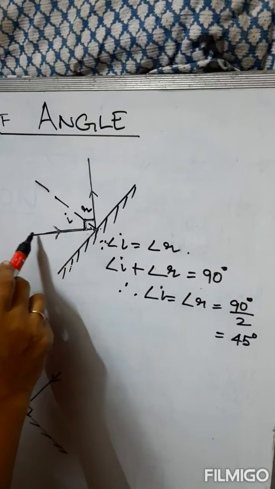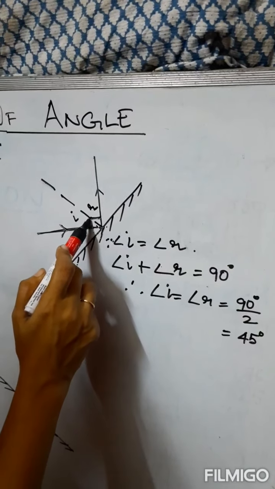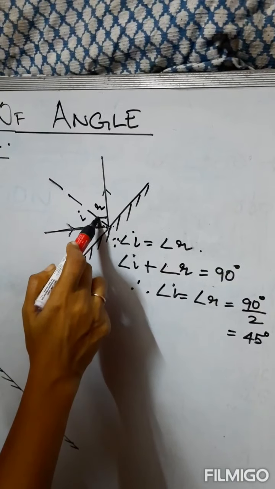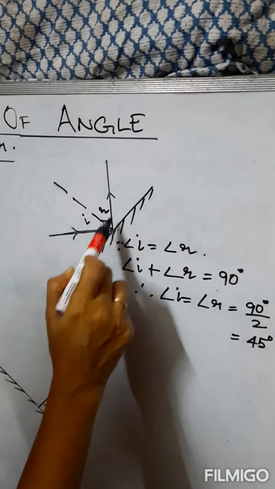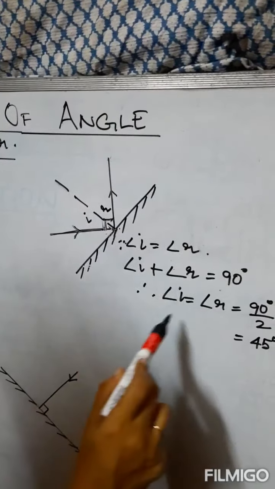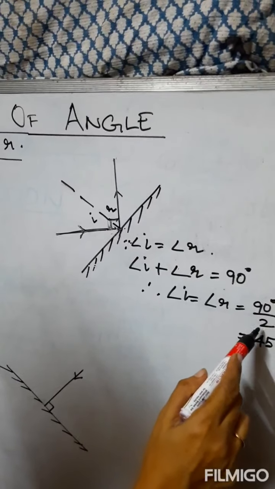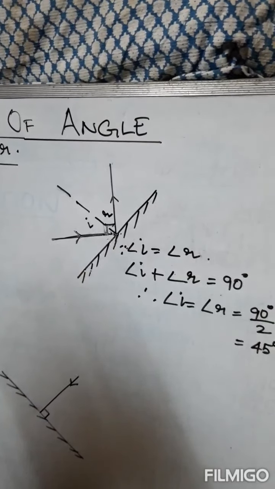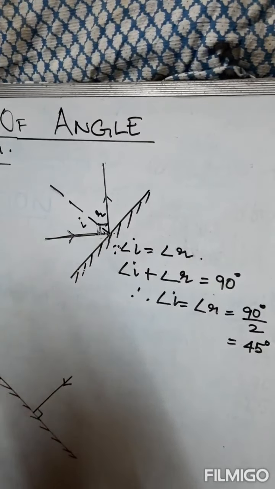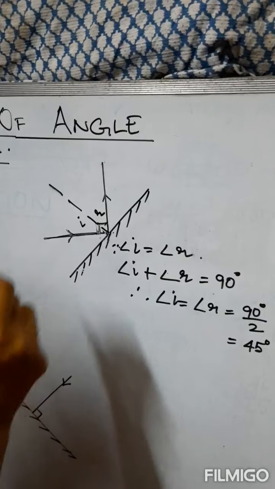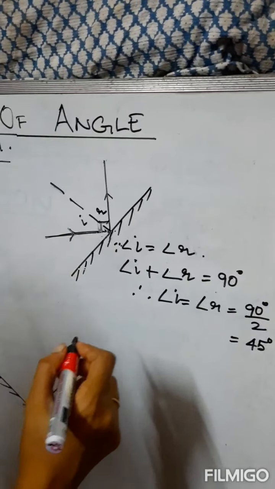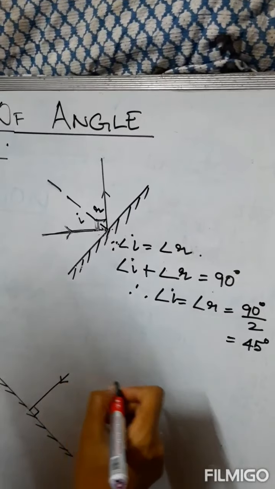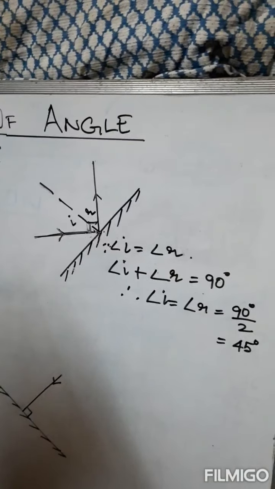So when we find that the angle between the incident ray and reflected ray is 90 degree, we can divide it by 2 and find out angle I and angle R. Suppose it is given 60 degree, then we can divide and find out the angle as 60 divided by 2, that is 30 degree.